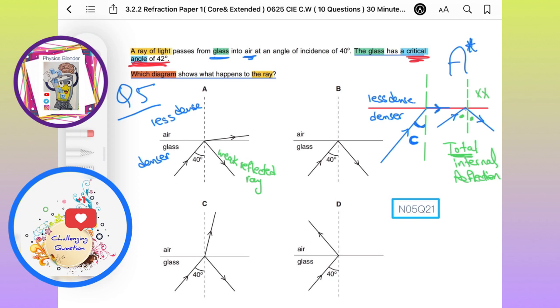Back to our question. So now the angle of incidence is not equal to the critical angle, because the critical angle is 42 and the angle of incidence is 40. So it's not this case, and it's not total internal reflection. So what happens here? We cannot choose B and D, they are incorrect. And this one could be correct, but the refracted ray is towards the normal. No, from denser to less dense, the ray should be away from the normal. Okay, so the correct answer is A.